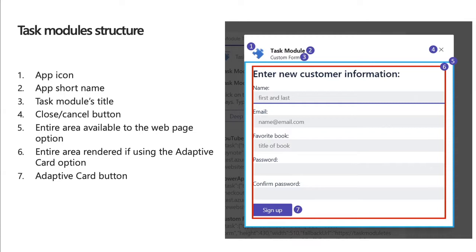Now, number 6 is the entire area where your adaptive card would be rendered if you're using an adaptive card. All of this padding between the red and the blue box is handled for you if you're using an adaptive card. If you're not using an adaptive card, you have to do that yourself. Number 7 is any adaptive card buttons, which will render at the bottom. If you're using your own page, you must create your own buttons.